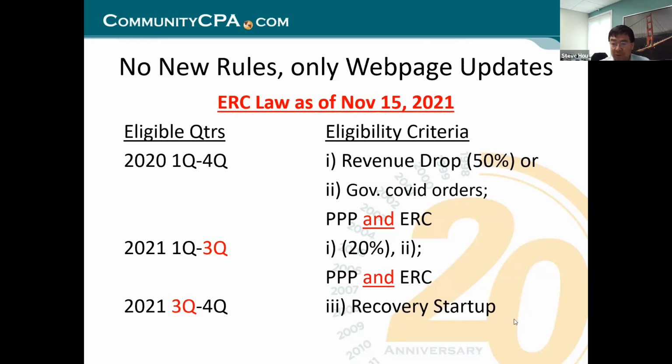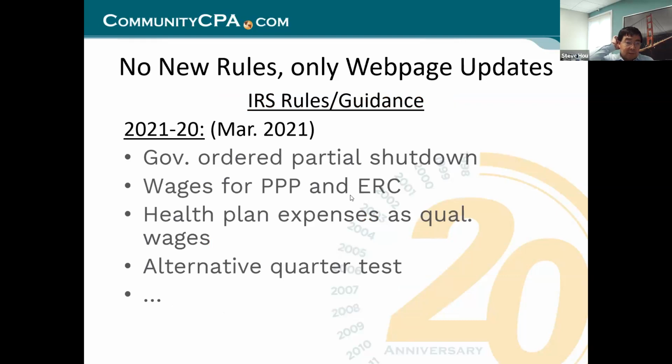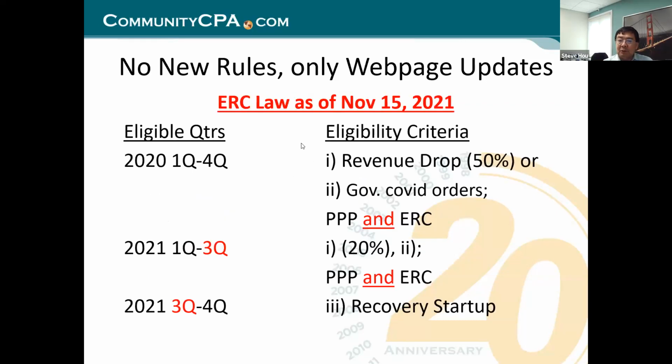Okay, which actually is significant, which I'll talk about in just a little bit. Okay, and then that's the summary, and let me just show this again. So that's a summary of the laws passed by the Congress related to ERC.